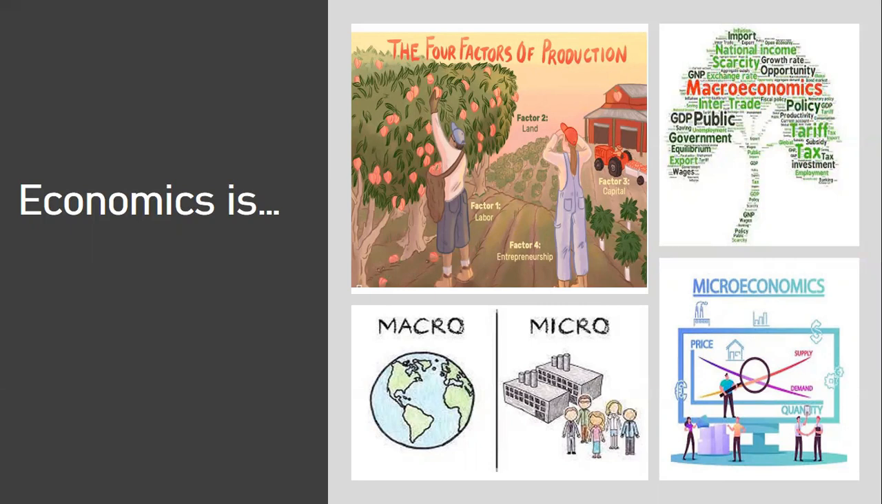Then the second branch is microeconomics. This is how households and individual businesses reach decisions about purchasing, saving money, and setting prices. And it mainly focuses on individuals.